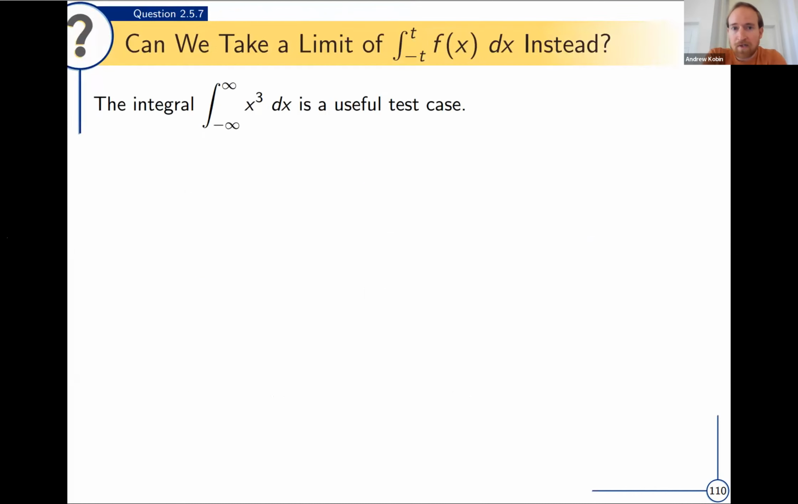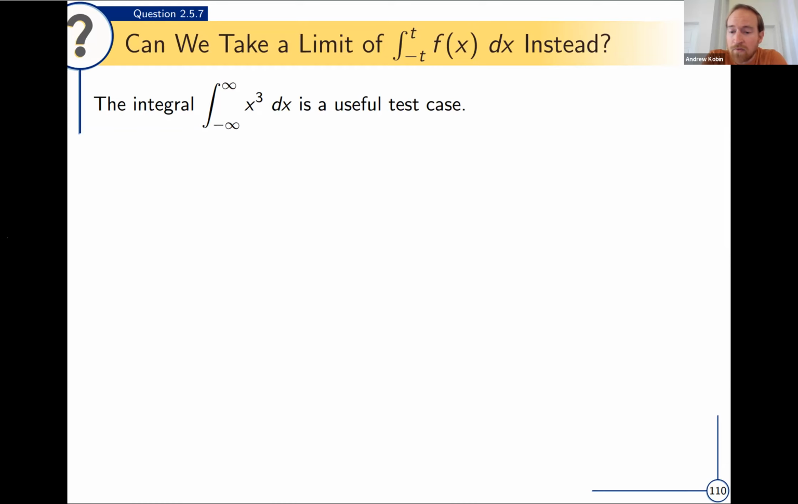There's one more question I want to talk about, which is why don't we just take a single limit as both limits of integration slide off to the infinities together, sort of at the same rate? There's an issue with this. So I'm going to use the integral over the entire real number line of the function x cubed as a test case to show you what goes wrong.